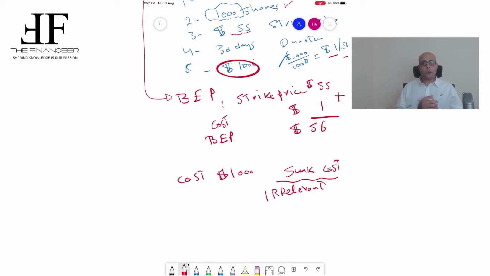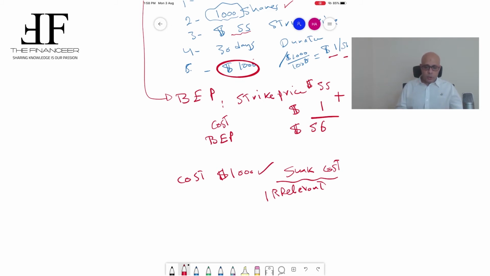Mainly the buyer is going to take a decision whether to purchase this stock from the market or to purchase this stock through exercising this contract that I purchased before. So when you are going to take this decision, you shouldn't consider the price or the cost that you paid before, which is the $1,000. This is a sunk cost that you already paid.